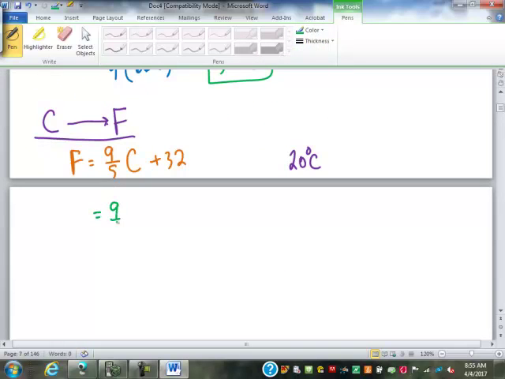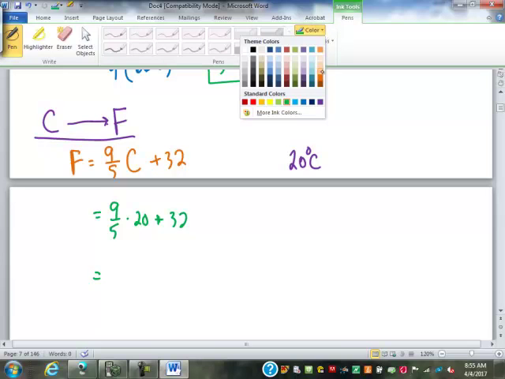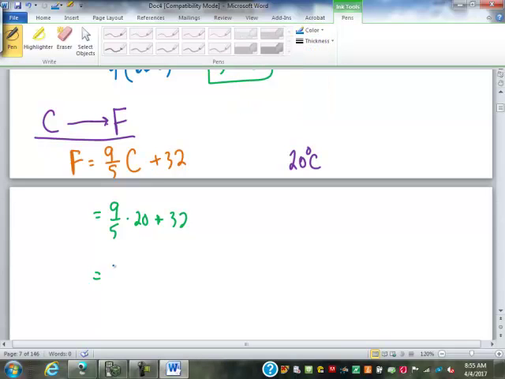Well, do we use parentheses around the C? No, you don't need them. It's not C plus 32. It's 9/5 C and then plus 32. So 9/5 times C is 36. Then plus the 32 is 68 degrees Fahrenheit. I will take that any day. That's about the perfect temperature for me.